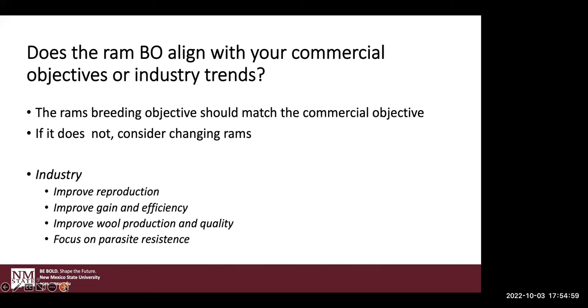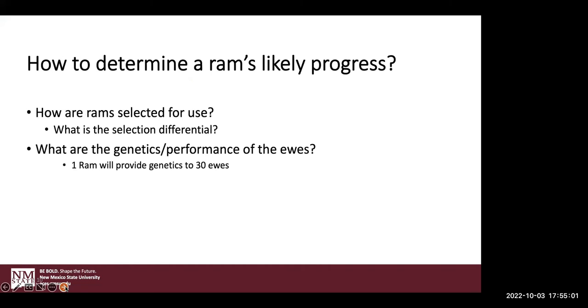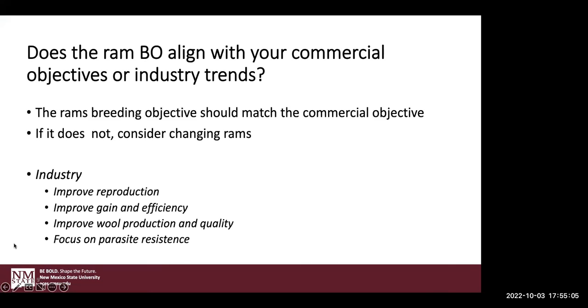So industry trends are pretty similar to what's to be expected. Obviously we want to maximize reproduction for profitability's sake, but you also want to improve the gain and efficiency of those lambs. Getting more off of the same amount of land is absolutely critical these days. And so through genetic selection, you can get that done, and improve your wool quality and production overall.